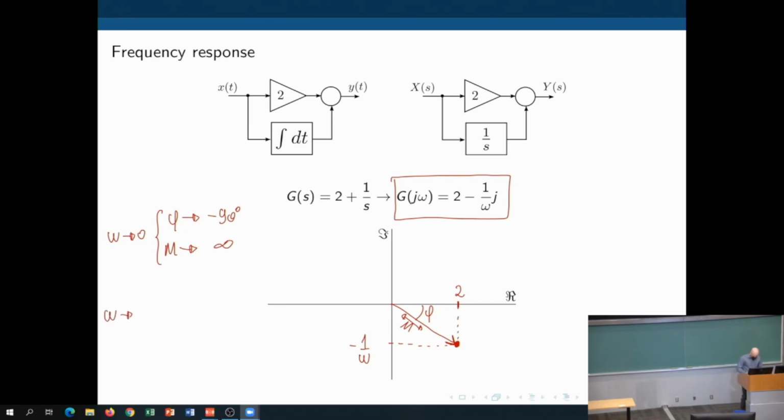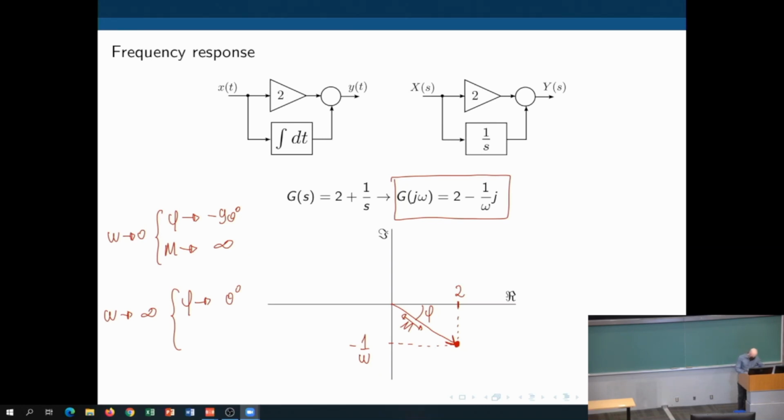What happens if you increase the frequency? What if the frequency tends to infinity? Then the vector shifts upwards. And what happens to the phase? What is the value of the phase? When the frequency tends to infinity, negative 1 over infinity is 0. So the imaginary part becomes 0, and you only have the real part. So the vector is pointing towards 2, meaning that the phase becomes 0 degrees.